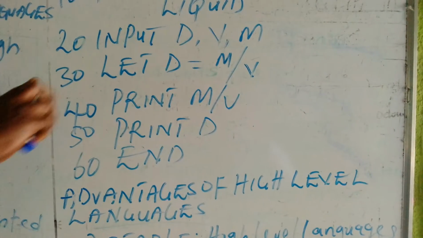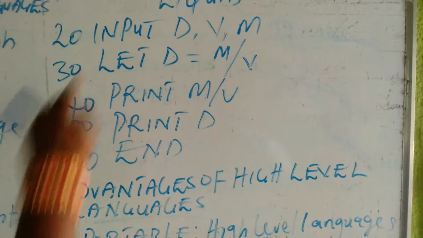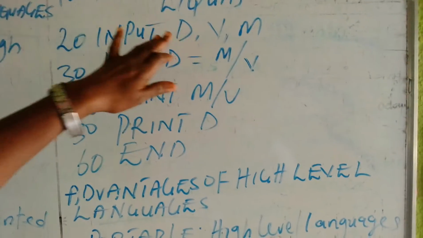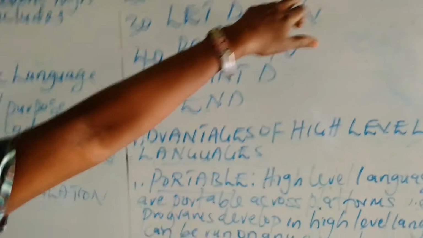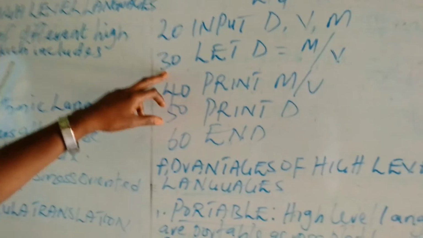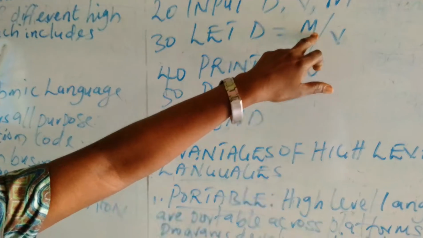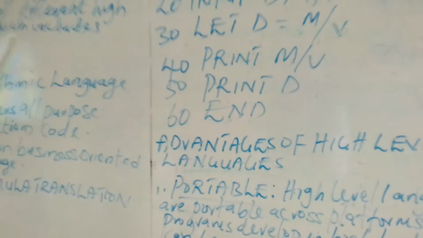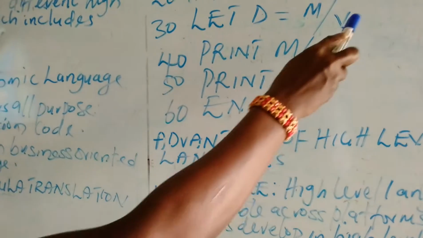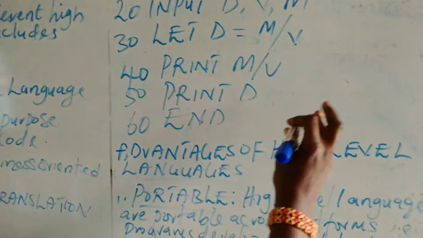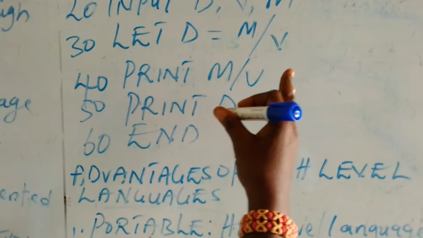Now, that is line statement number 2, where you have input the density, the volume, and the mass of the liquid. The next line statement says, let D, which is the density, be equal to what? The mass over volume. Now, once you press the enter key, automatically the result will be displayed on the console on your window.